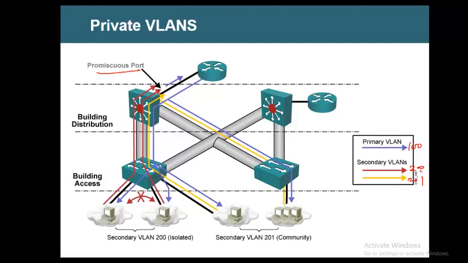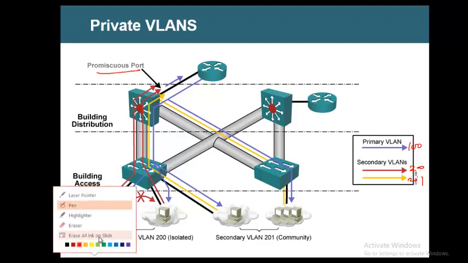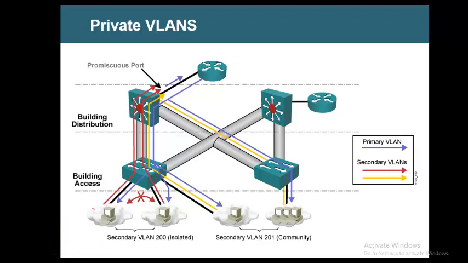Right. So, do you understand the story of private VLAN? Yes, sir. So basically, with community VLANs, devices in the same community can talk to each other, and if it is a different community, they have to go through the promiscuous port and get routed through the router.